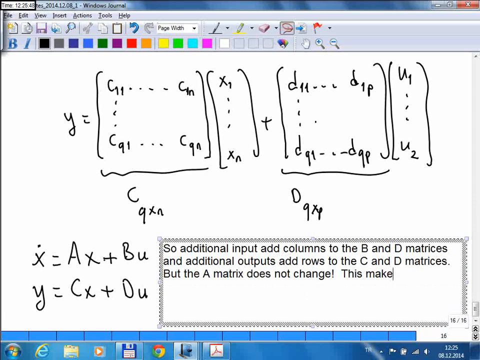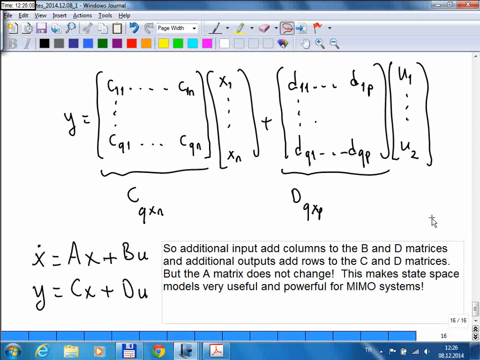So this makes state space models very useful and powerful for multi-input and multi-output systems. So this is another reason why these state space models became very powerful after the Second World War, because the systems were getting more and more complex with multiple inputs and multiple outputs, and for such systems the state space models are very easy to work with.